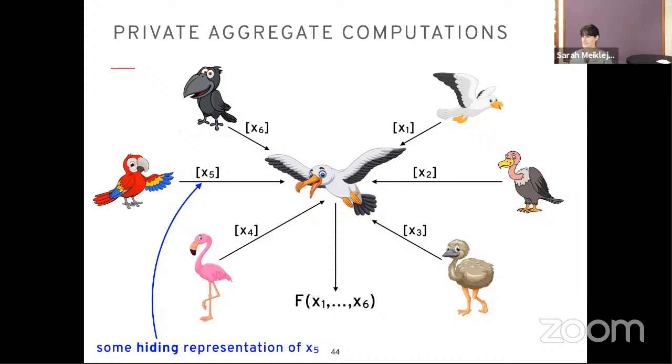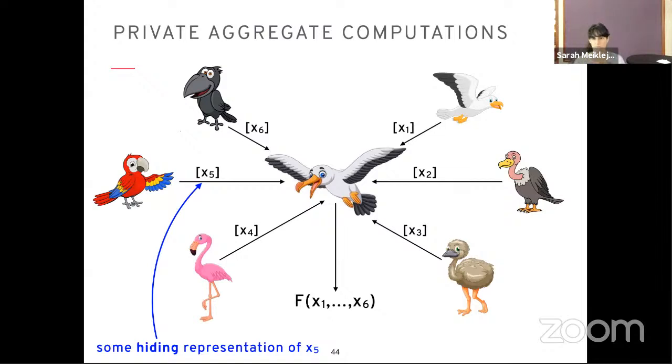Computing private aggregate statistics. So the idea is we have a lot of users, and then we have an aggregator in the center here, this albatross. We want this to be private. All these users have some kind of input, and we want the system to be private. So we have the users send this aggregator some hiding representation of their input. And then the job of the aggregator is to somehow compute the aggregate function over all of these inputs, whatever function it may be. Again, this is pretty abstract for now.